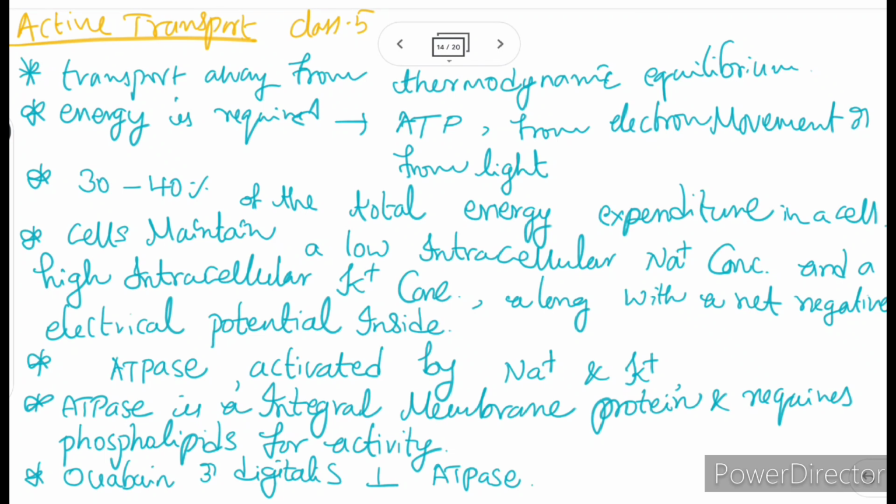ATPase is an integral membrane protein which requires phospholipids for activity. So ATPase works in the presence of phospholipids. The activity is required by the phospholipids. ATPase is an integral membrane protein, a membrane protein.